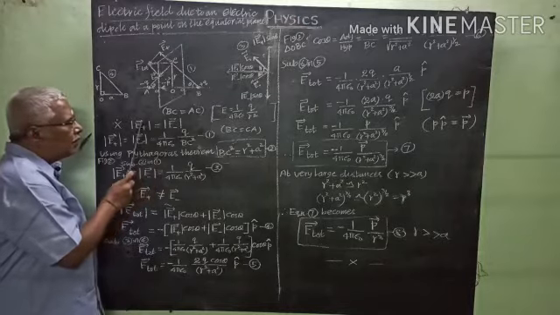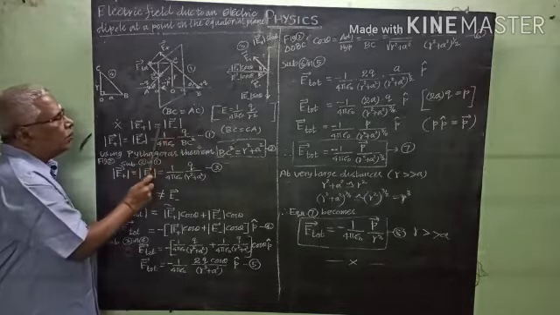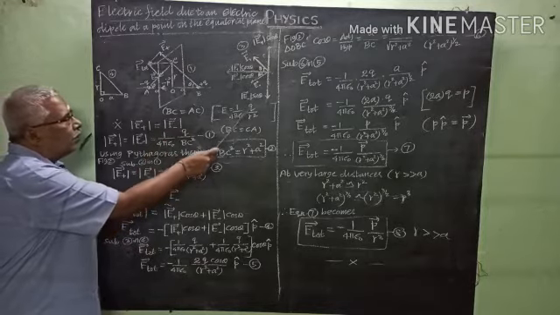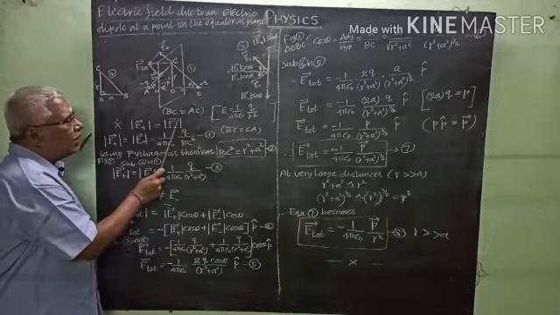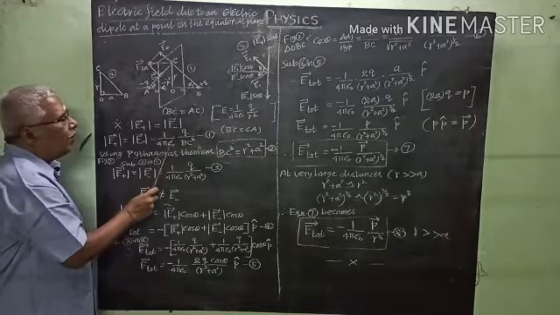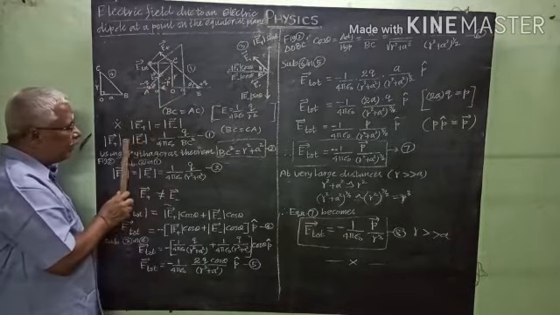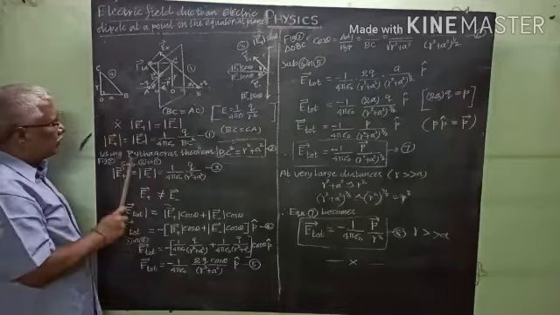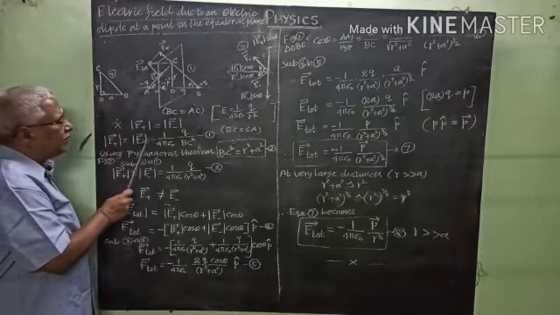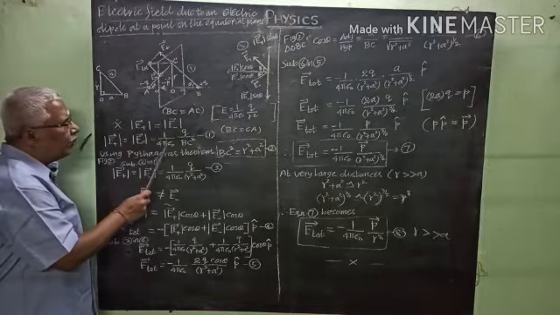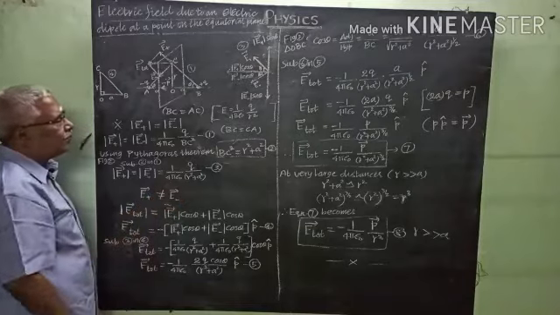How? The modulus of E plus vector is equal to 1 by 4 pi epsilon naught Q by BC square. Then modulus of E minus vector is equal to 1 by 4 pi epsilon naught Q by AC square. So both are the same, they are equal in magnitude. So modulus of E plus vector is equal to modulus of E minus vector is equal to 1 by 4 pi epsilon naught Q by BC square, equation number 1.